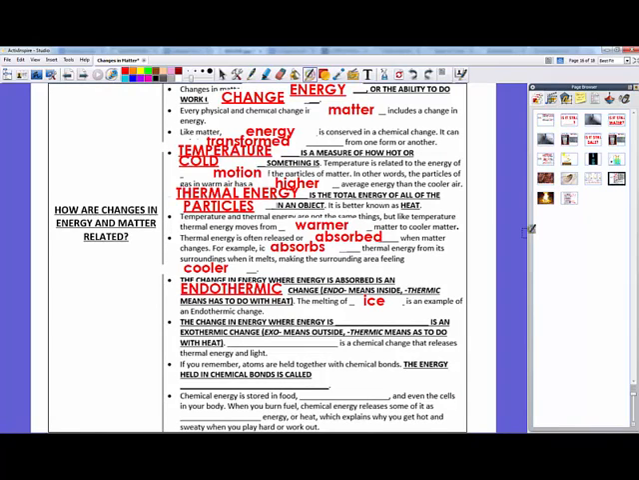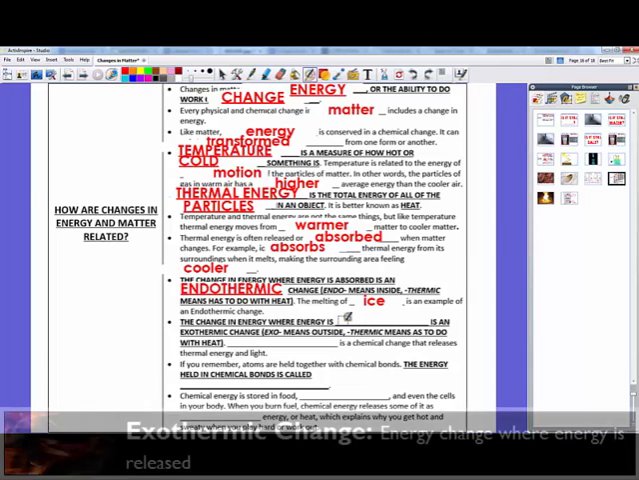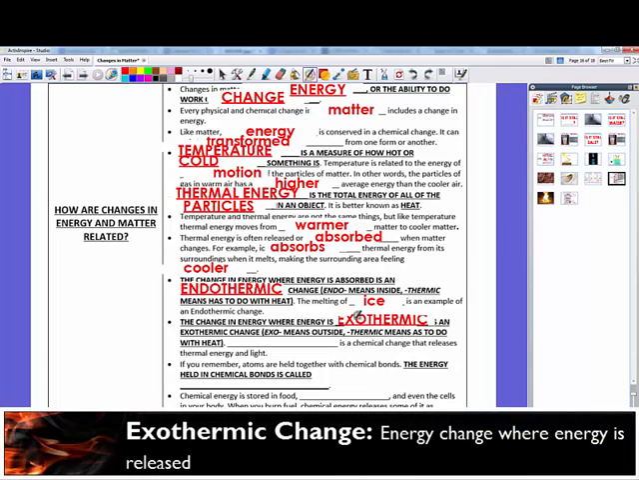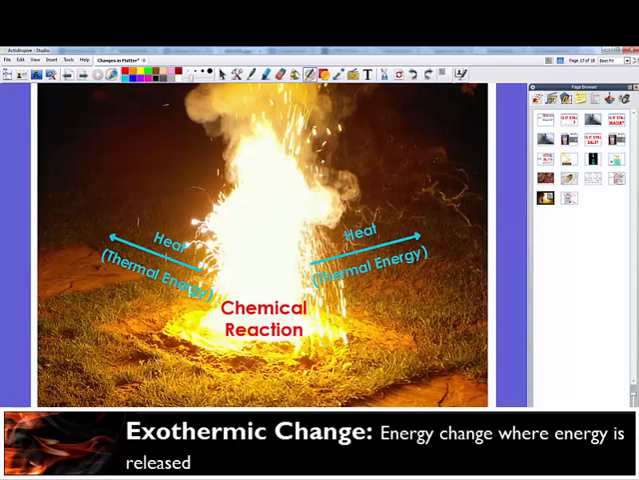Now, the other way, when energy isn't absorbed but pushed out, is what we call an exothermic reaction. Okay? Where energy is released is an exothermic change. Exo meaning outside, thermic meaning having to do with heat. And of course, combustion is an example of thermal energy and light.